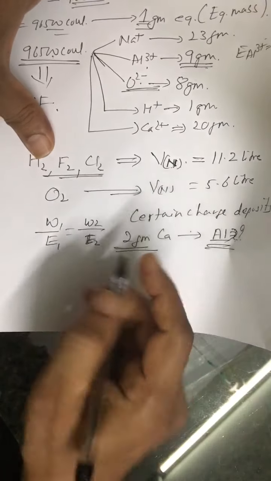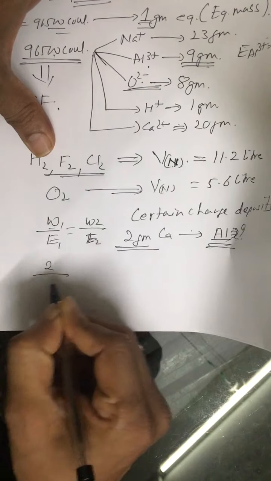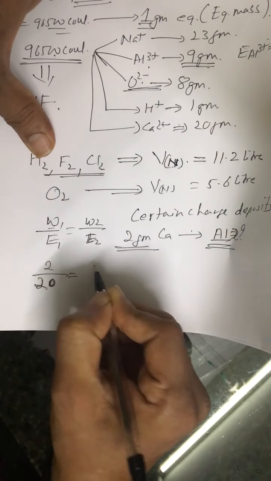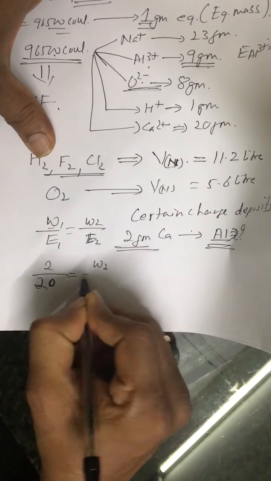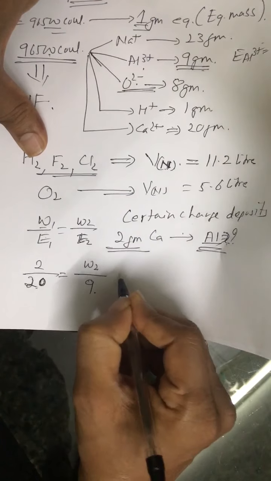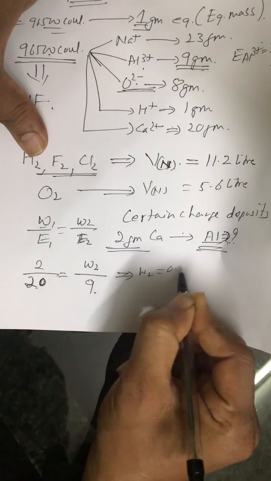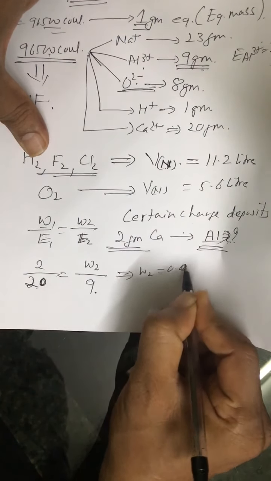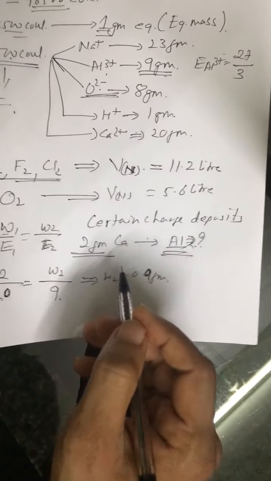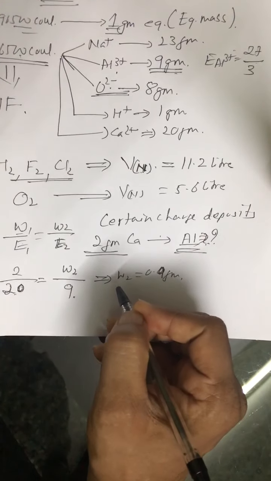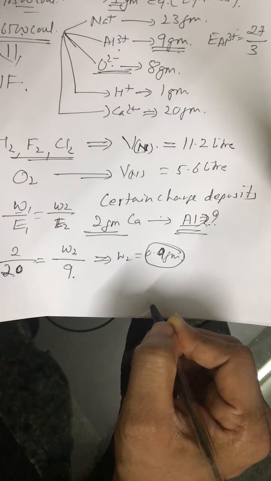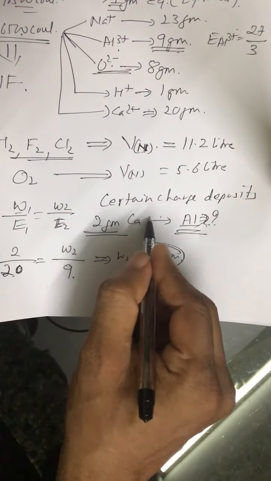So what you have to do: W1 is 2 gram divided by equivalent mass of calcium, that is 20. Now W2 we want to calculate for aluminium, and equivalent mass of aluminium is 9. So W2 is equal to 0.9 grams. The charge which can deposit 2 grams of calcium can displace 0.9 grams of aluminium.